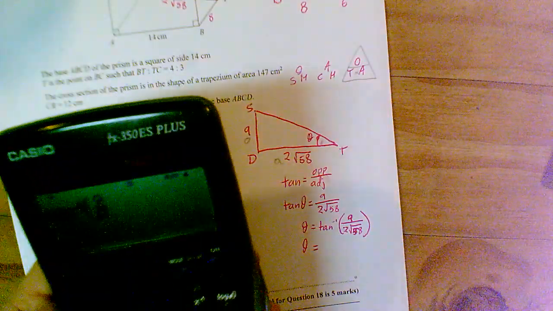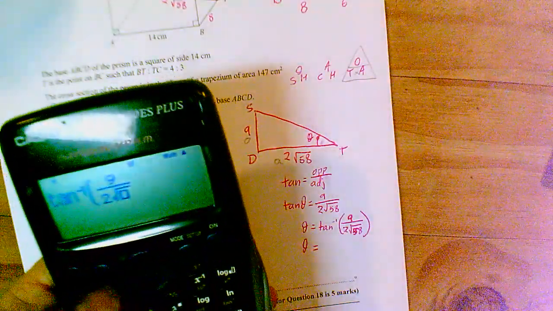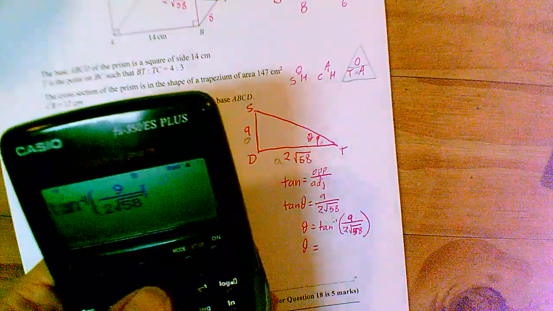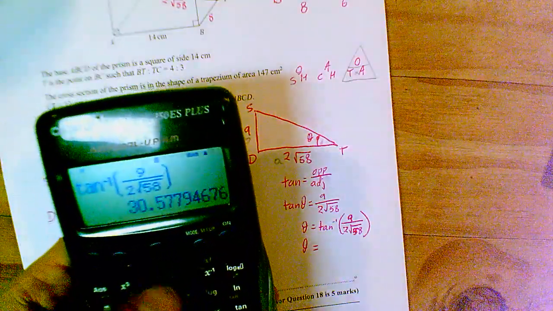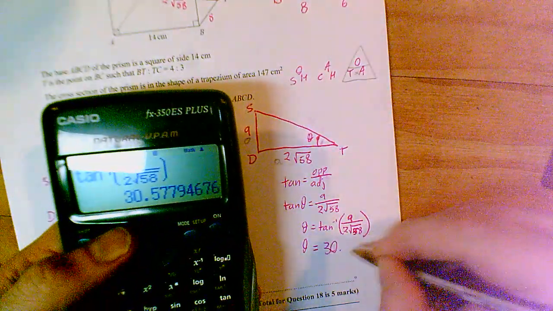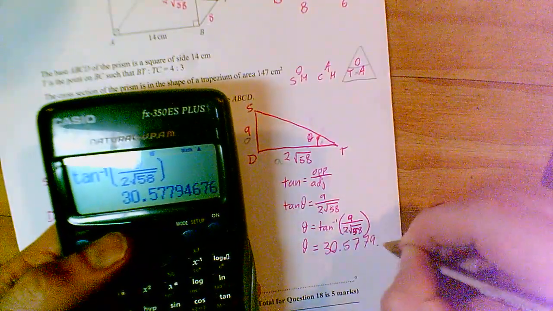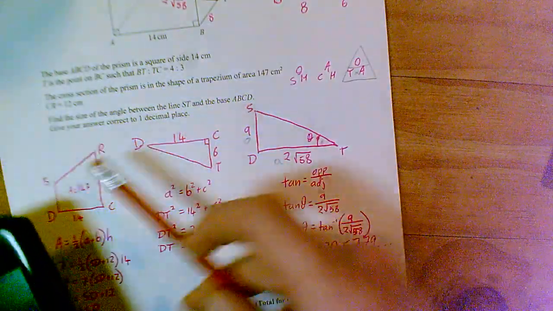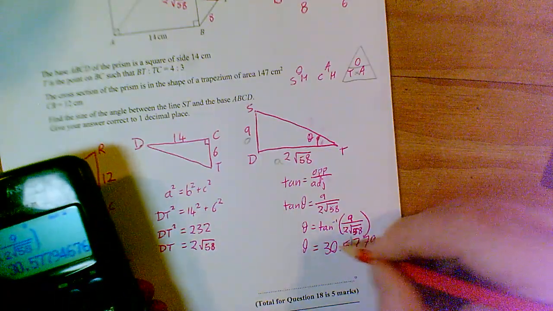What a useful video for you, watching me make mistakes. Oh, hold on, no, that really is useful. Close brackets. 30.5779. Right, and I'm going to 1 decimal place, so it's 30.5.